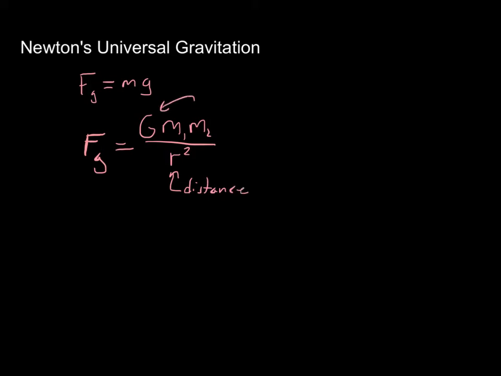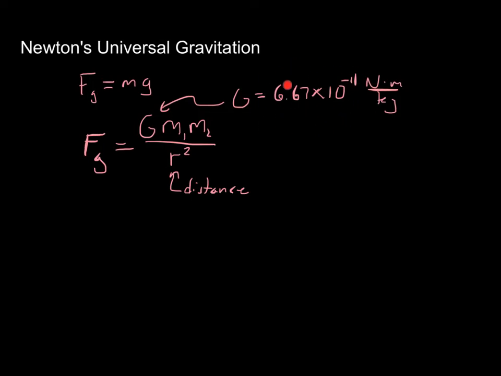Now, this number G, Newton's universal gravitational constant, is the same across the entire universe. So for every object, every problem you're going to work, capital G is always going to be the same number. And that number is 6.67 times 10 to the negative 11th. And the units on that are newton meters squared per kilogram squared. All right, that way we get newtons out for our force. And this is an experimentally proved number.